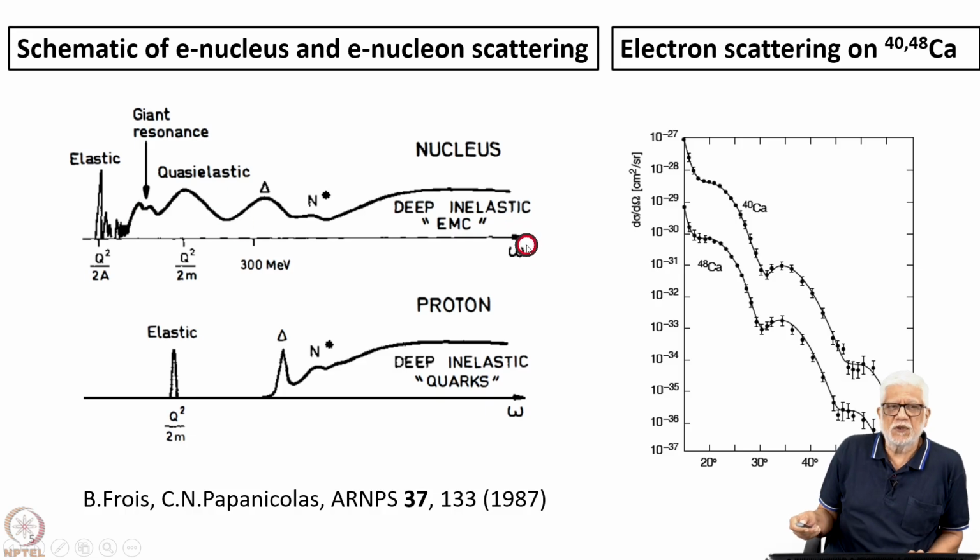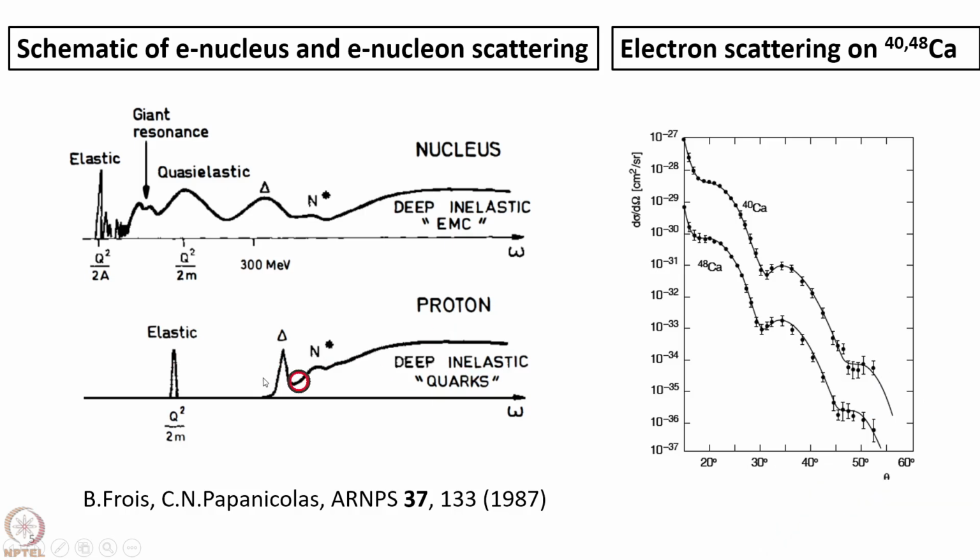So, this is of course a measure of the energy transfer, that means the energy loss of the electron going in this direction. If you have an electron scattering off a proton, then there is more loss, and therefore you have this q squared by 2m. This is shifted from the elastic peak on a nucleus, where the nuclear recoil contributes only a very small amount to the energy loss of the electron. And then of course, you can excite the delta, N star and so on, and similarly you can have deep inelastic scattering, where the electron is scattering off quarks in the nucleon.